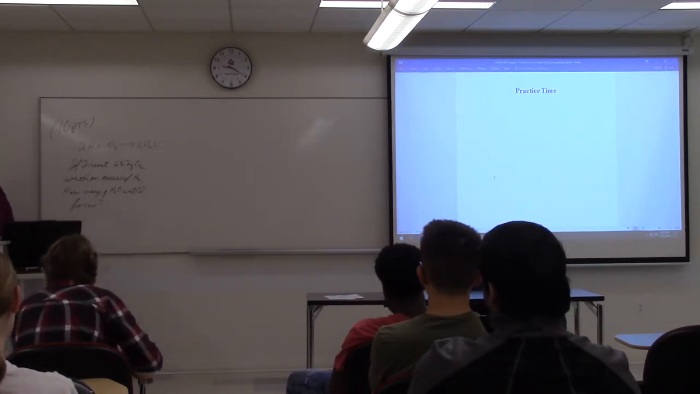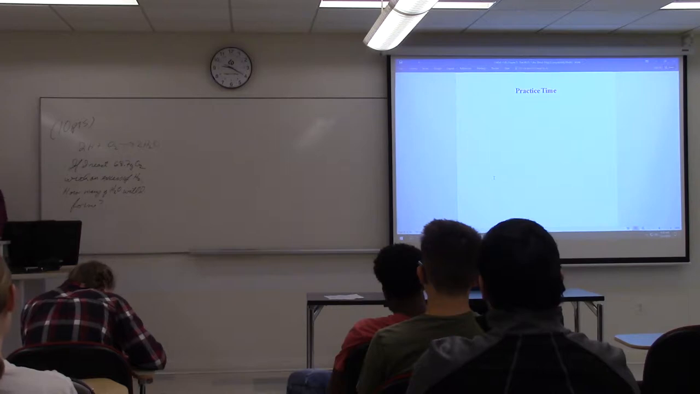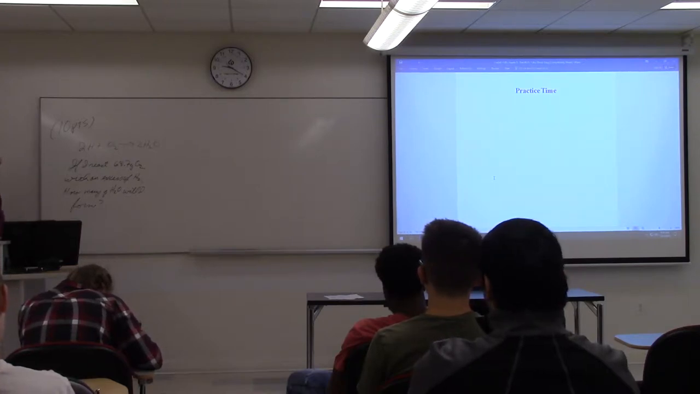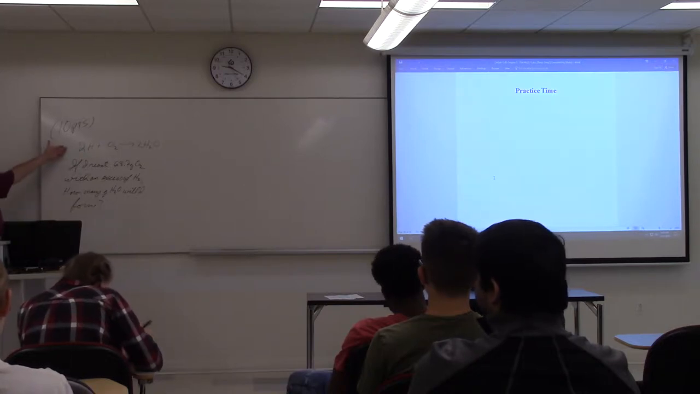And let's look at the following problem, 10 points. You'll see why it's 10 points in a second, because it's a lot of work. But anyways, you can do it. You're given a balanced chemical equation.